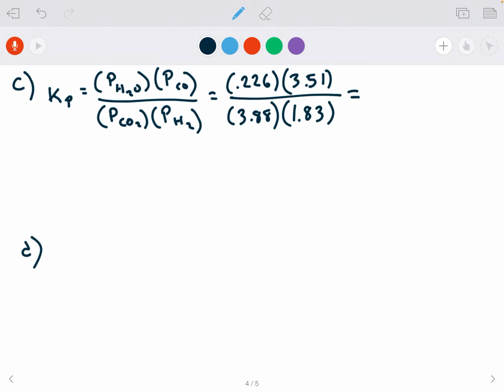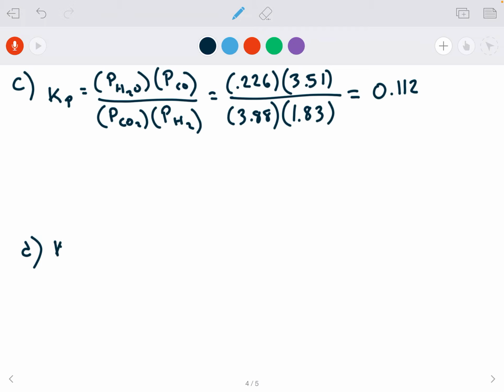So if I do the math here to figure out Kp, just plugging in the equilibrium partial pressures that we got, and all of these exponents are just 1, since their coefficients are 1 in the reaction, I get a Kp of 0.12. Actually, no, it has no units, right? All the atmospheres cancel each other out, so it's just 0.112.